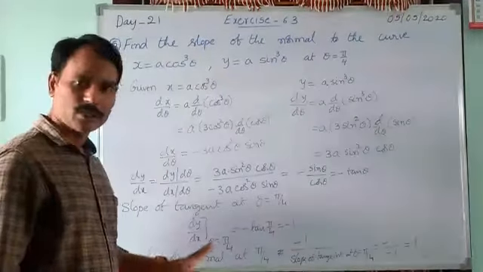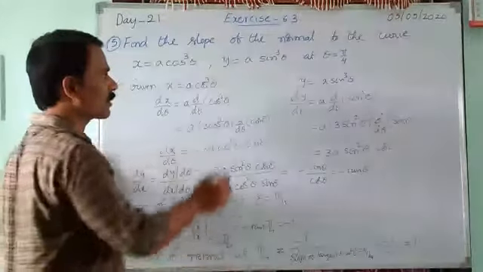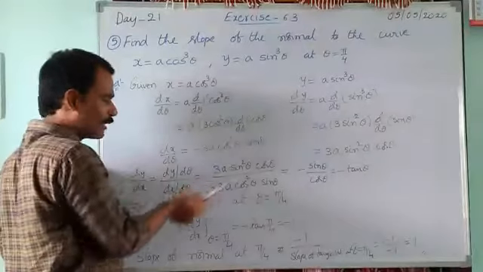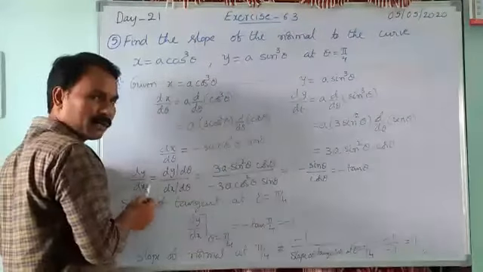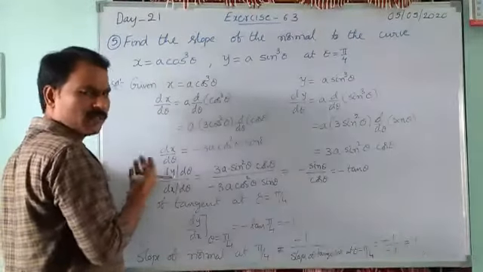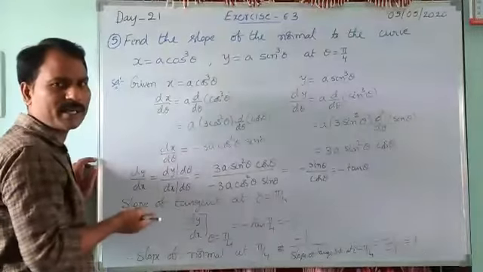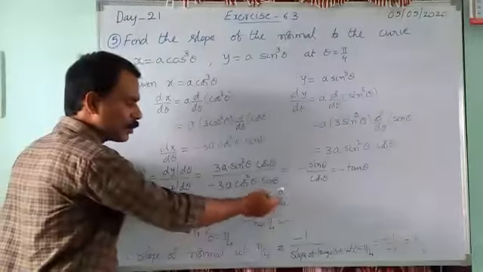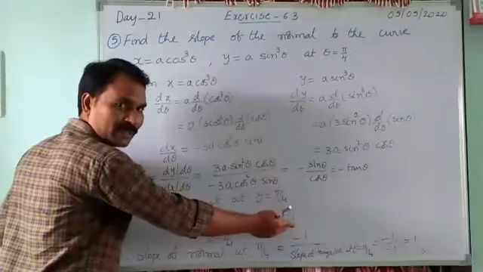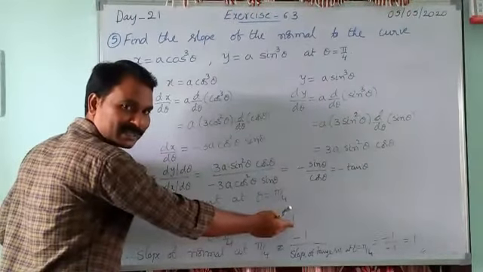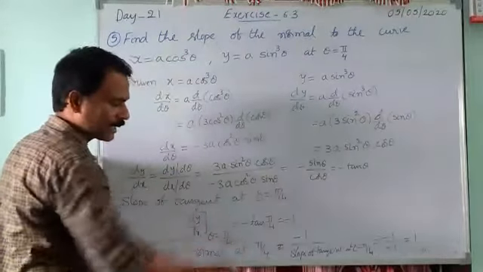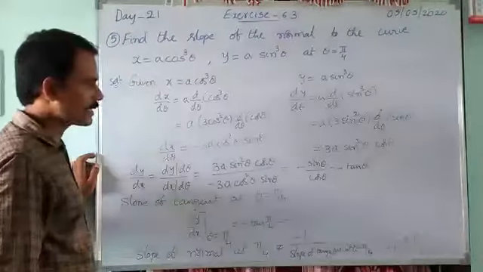Now we have calculated the slope of normal. Simple concept, guys. The given parametric form should be converted into dy by dx format. Now you got the dy by dx, which is nothing but the slope of tangent. The slope of tangent at theta equal to pi by 4, we got the value. And especially in this problem, what is he asking? He doesn't ask for the slope of tangent. What he asks is the slope of normal.